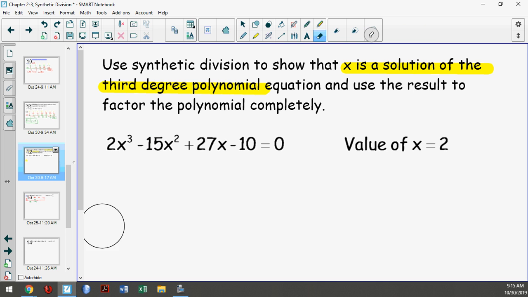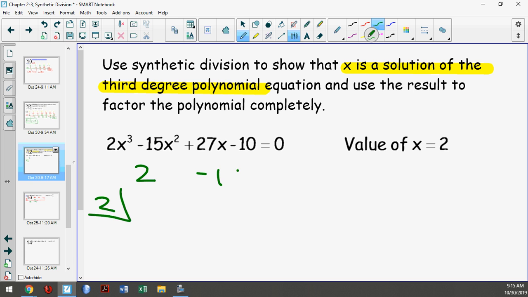So here we go. We put 2 on the outside. Degree is 3, so this is 2x cubed minus 15x squared plus 27x minus 10. I'm not going to make the same mistake I made last time. So 3, 2, 1, 0. I know I'm okay.